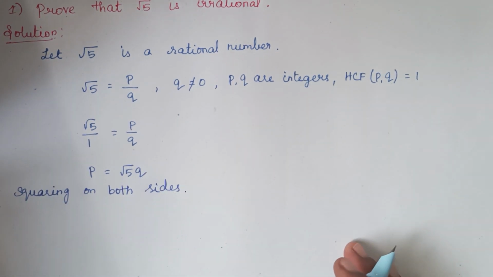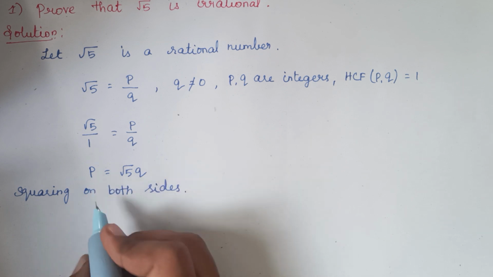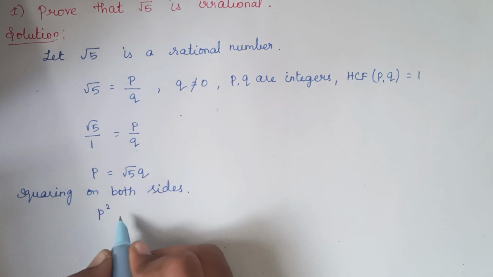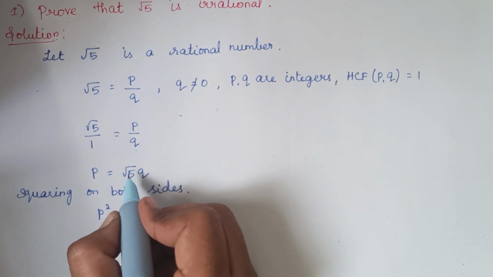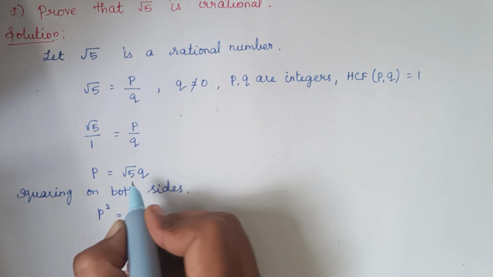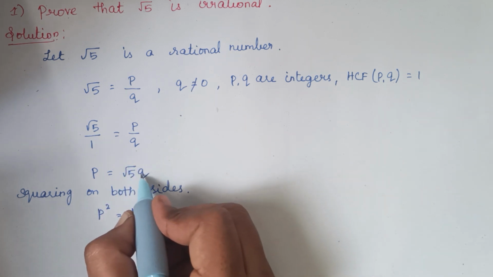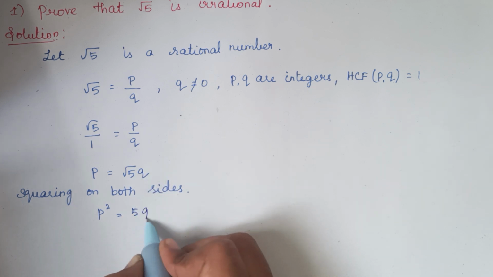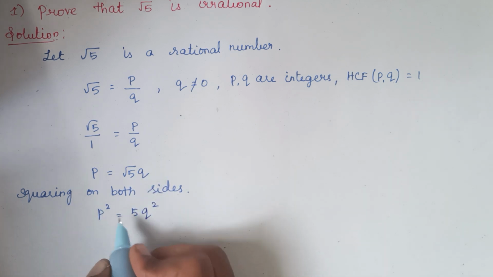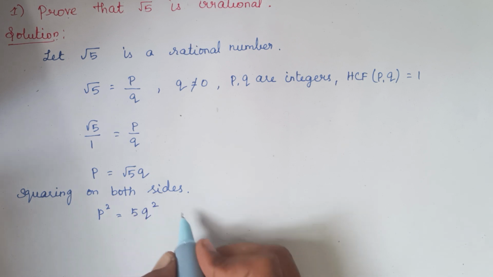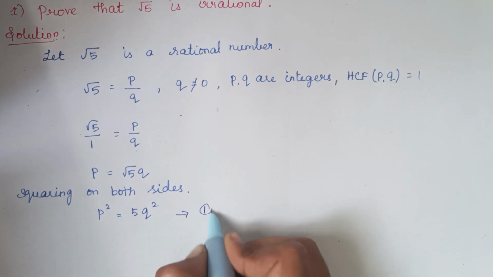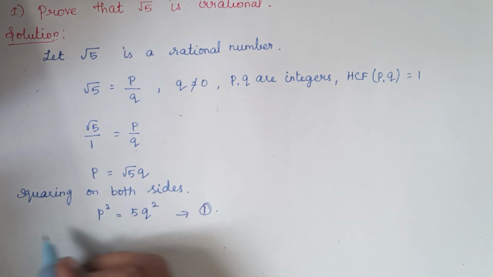So now we'll get p. If we square p, we'll get p square. If we square root 5, the square and root will be cancelled, and we'll get only 5. If we square q, we'll get q square. So p square is equal to 5q square. We'll consider this as equation 1.